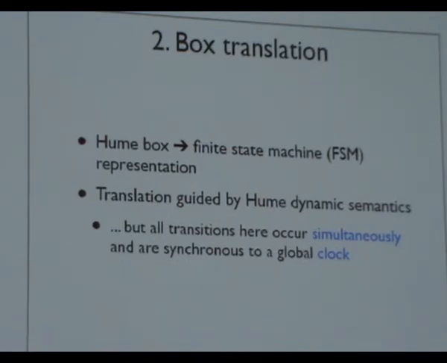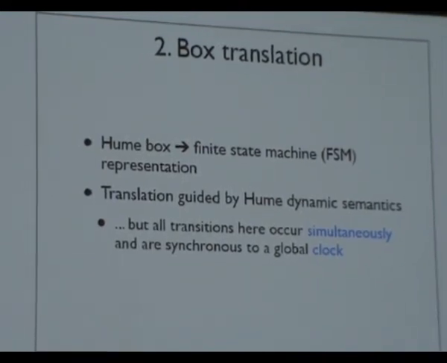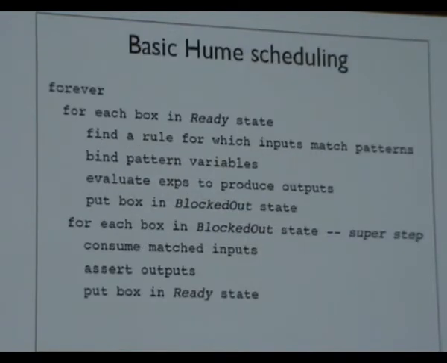Okay, so we take a Hume box, and surprise, surprise, we go straight into a finite state machine representation. The translation is guided directly by the Hume dynamic semantics, but the important difference is that all transitions will occur simultaneously and are synchronous to the global clock. Okay, so that's unlike what you'd expect in a multi-core or a multi-processor implementation, where we use a BSP-like superstep to coordinate input and output.